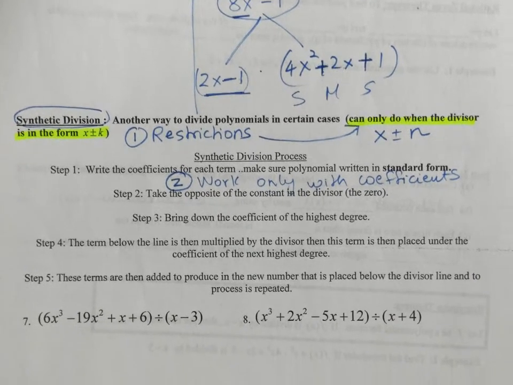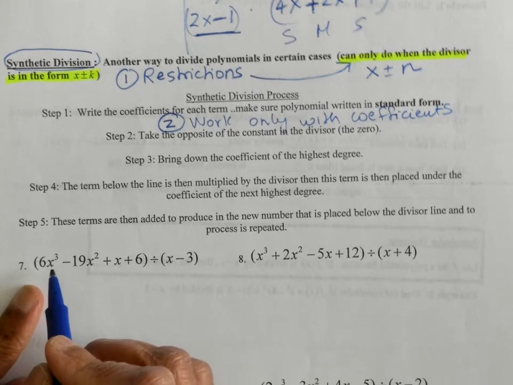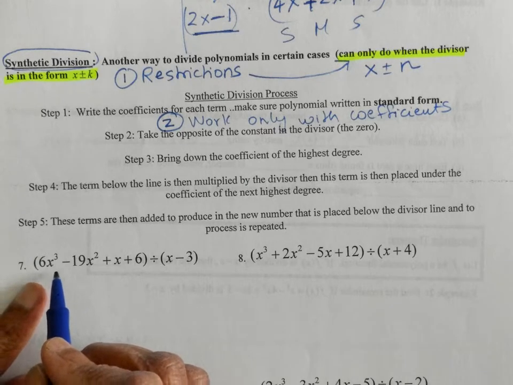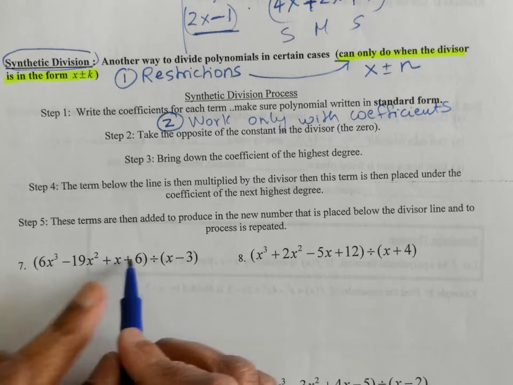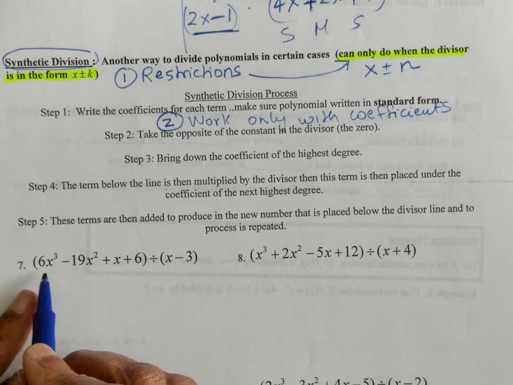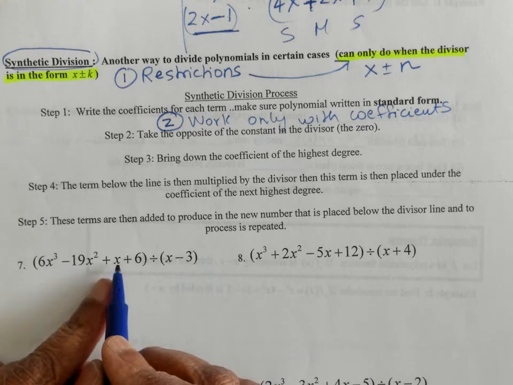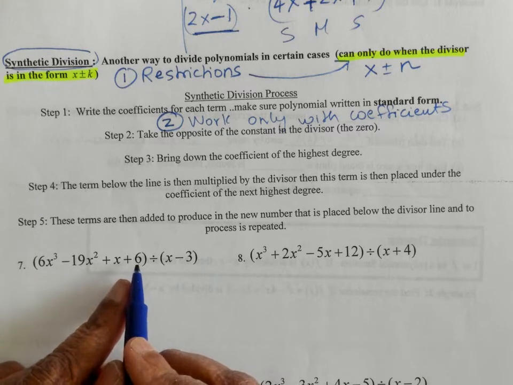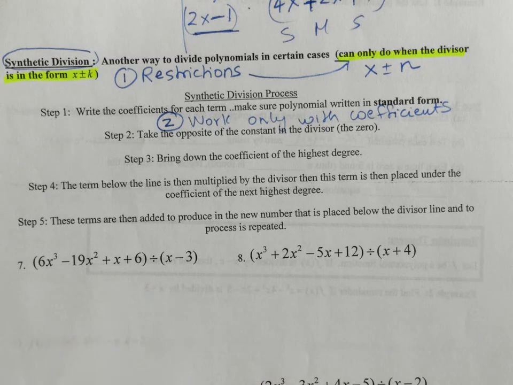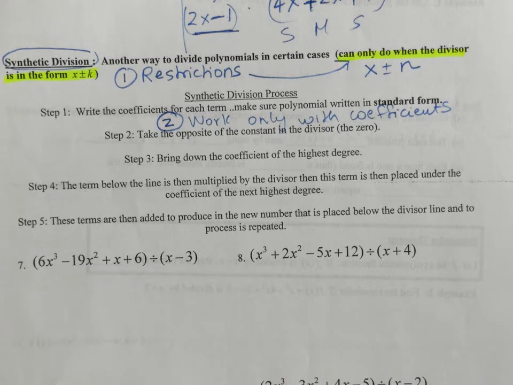Okay, so when we say you work with coefficients, it basically means that if I look at the first polynomial, number 7, this is my dividend, this is my divisor. In my dividend, what are my coefficients here? 6, negative 19, positive 1, and 6 is my constant. You take the constant 2. You don't have to worry about x cube, x square, x at all. You don't have to worry about the variables. You work only with the coefficients.